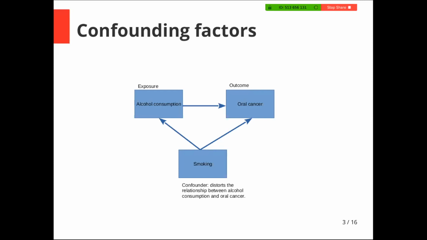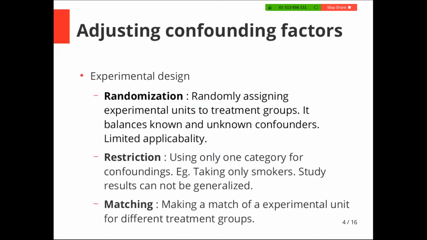So here is the same thing. We have the exposure, alcohol consumption, and the outcome, oral cancer. And there is smoking that distorts the relationship between exposure and the outcome. So we have to adjust for the effect coming from those confounding variables. So what are the approaches to deal with those variables? In the experimental design phase, we can take care of those variables.